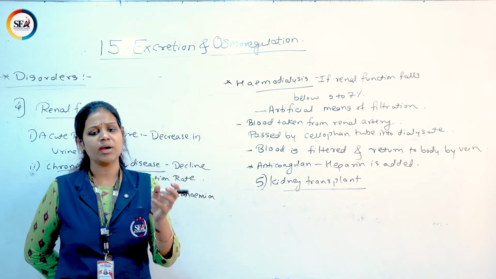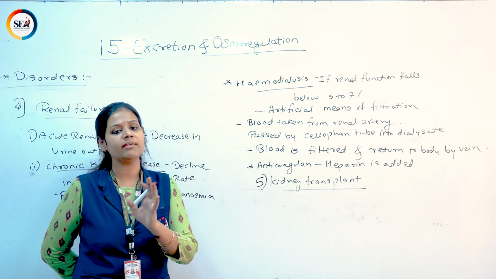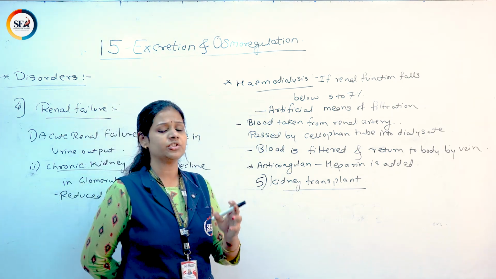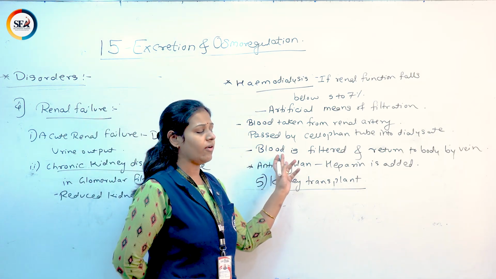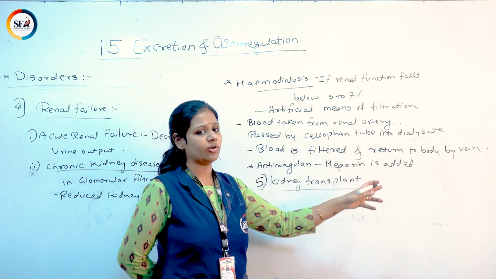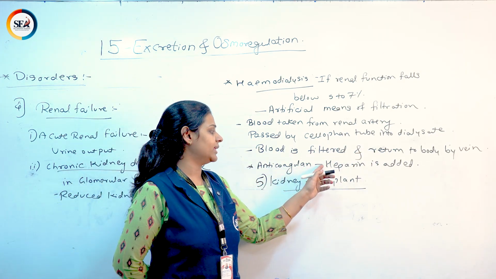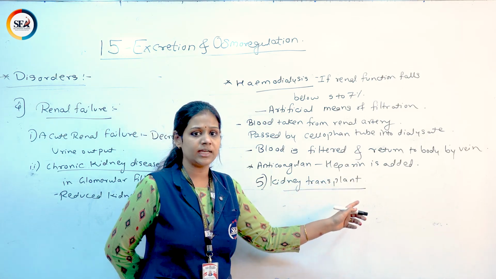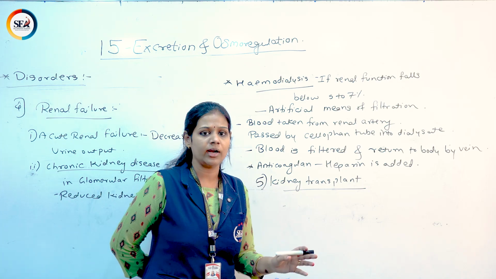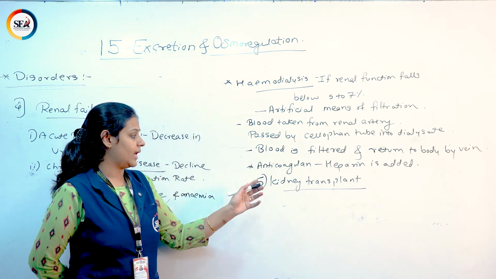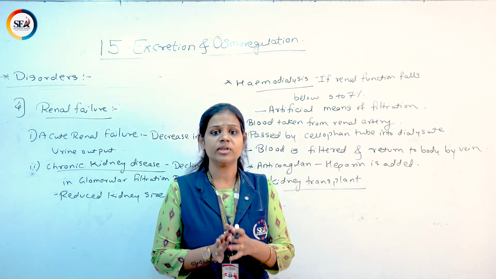Dialysate contains the same composition as that of the blood, but it does not have the nitrogenous waste or waste substances. That is why waste moves from higher concentration to lower concentration into the dialysate. Now blood is filtered and returned back to the body by the vein. Lastly, an anticoagulant is added, which is heparin. That is the reason why the blood outside the body does not coagulate or stop flowing. Lastly, kidney transplant. Here the kidney is transplanted to the patient from a suitable donor.